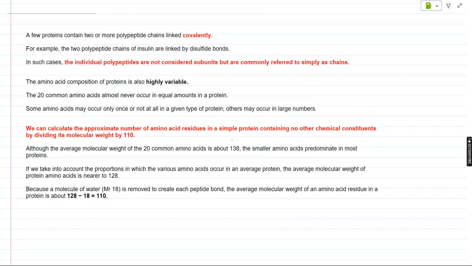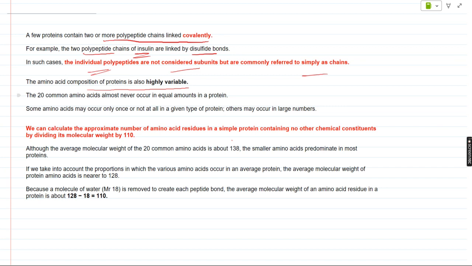A few proteins, however, can contain two or more polypeptide chains that are linked covalently. The previous one I talked about non-covalent interactions, but now I'm talking about covalent interactions. For example, insulin has two polypeptide chains that are linked by disulfide bonds. In such cases, the individual polypeptides are not considered as subunits but are commonly referred to as simply chains. You're not supposed to call each polypeptide chain a subunit, but simply chains.